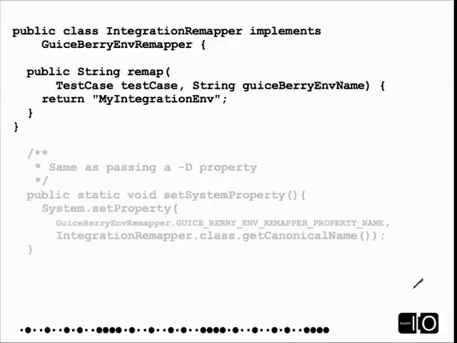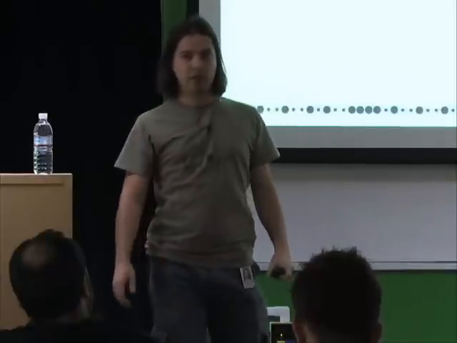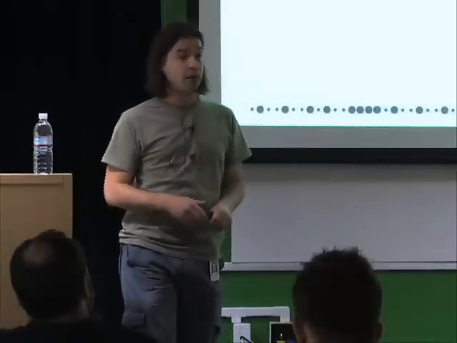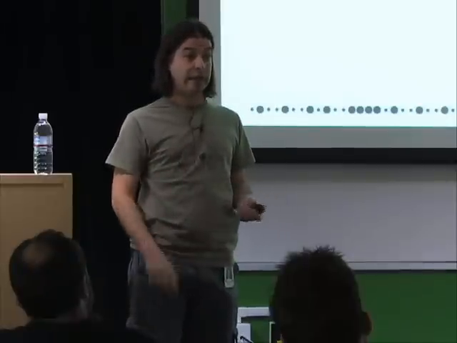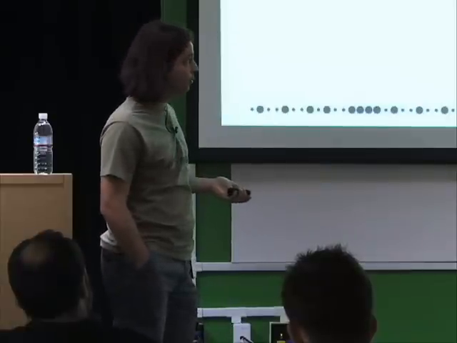This is being used by different teams, teams that use GuiceBerry in order to be able to run their application integration tests. And the way that you do it is something like this, right? You have an all tests suite that runs your regular tests, and before running those tests, you just set the system property to be integration. So then what GuiceBerry does is whenever it finds the annotation, GuiceBerry env, right early in the process, it looks and says, oh, there's an installed remapper in here, might have had a change of heart, asks the method, which returns a GuiceBerry env, it installs that, and it will use that GuiceBerry env instead of the one that you have in there.